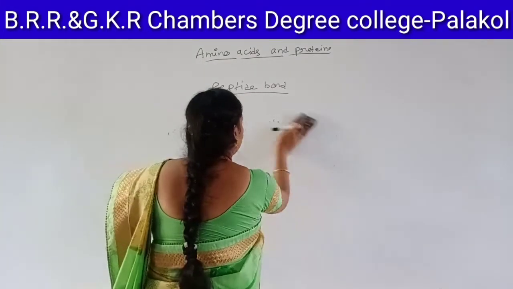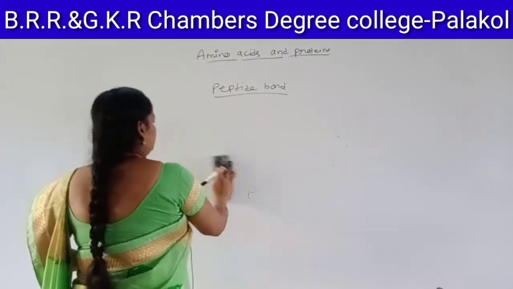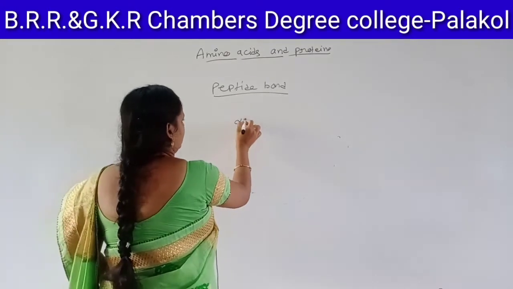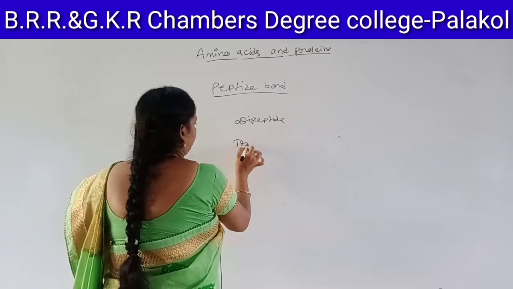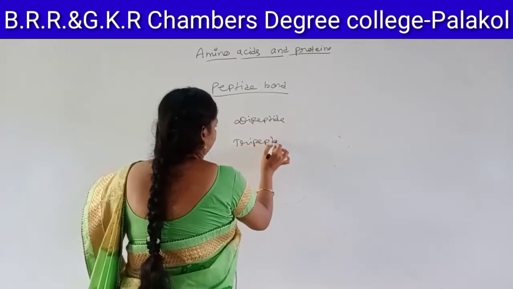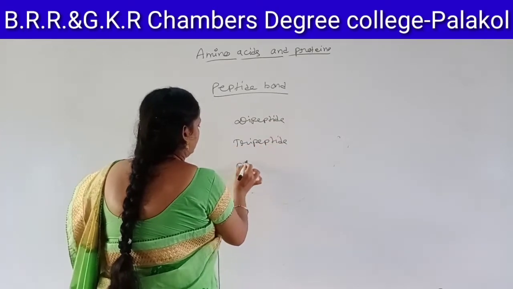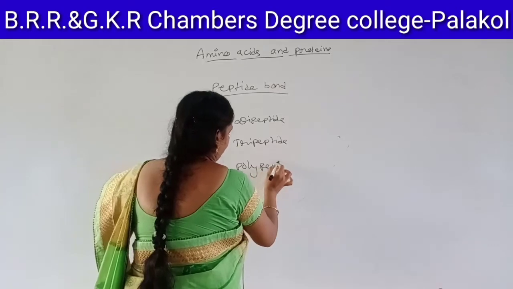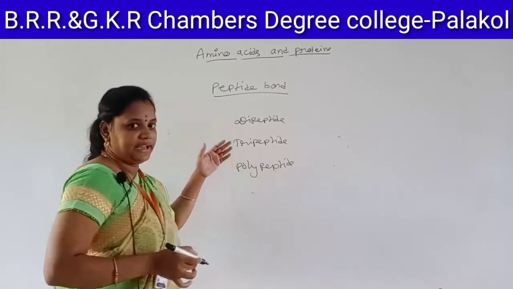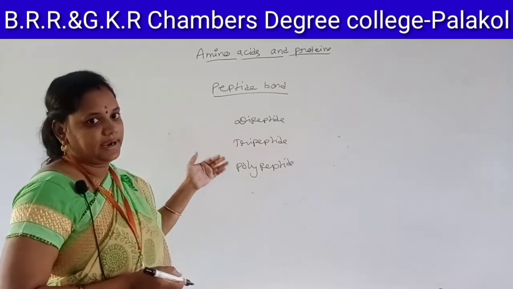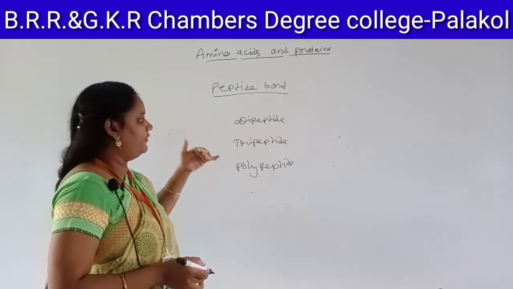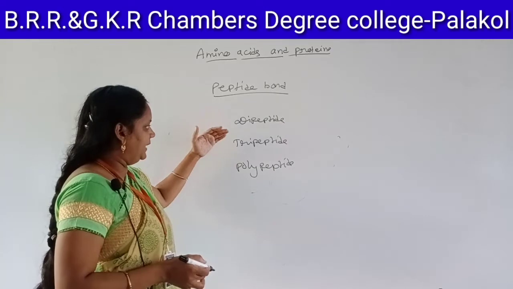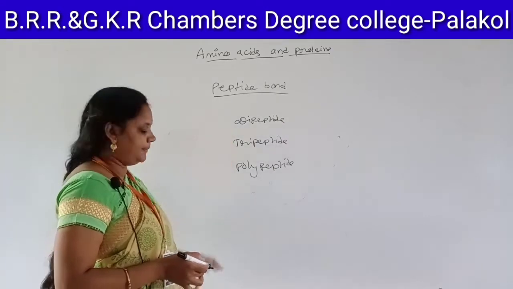Next, a peptide can be a dipeptide, tripeptide and polypeptide. Let me write and show the examples of dipeptide, tripeptide and polypeptide.